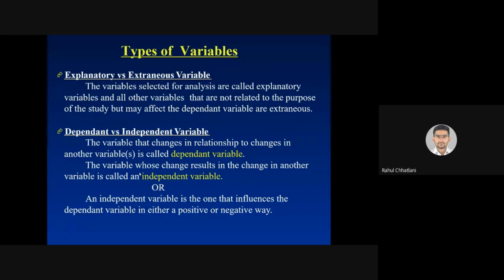So it is important to know: a variable that changes in relation to change in another variable, which depends on the other variable, is the dependent variable. And the variable whose change results in the change in another variable, which does not depend on the other variable, that is the independent variable. Or an independent variable is the one that influences the dependent variable in either a positive or a negative way.